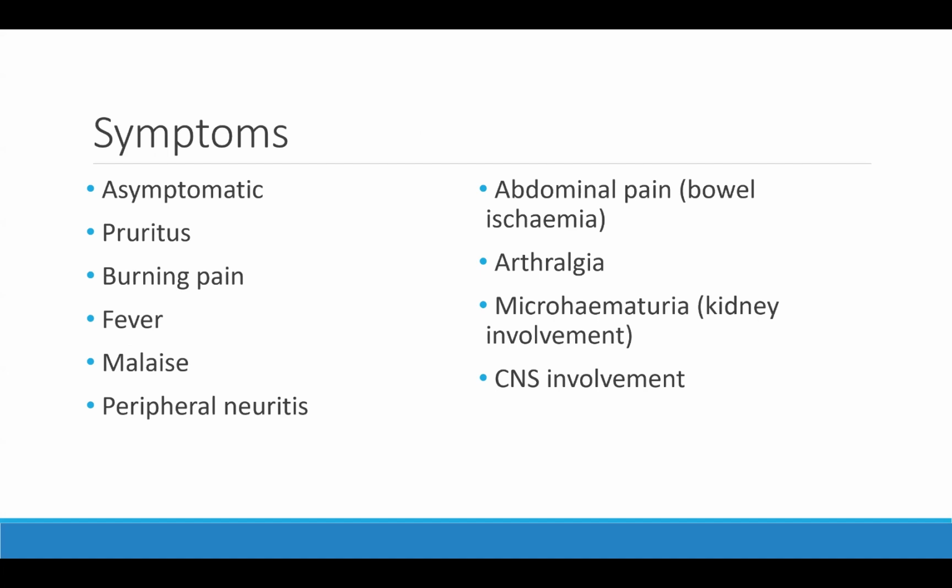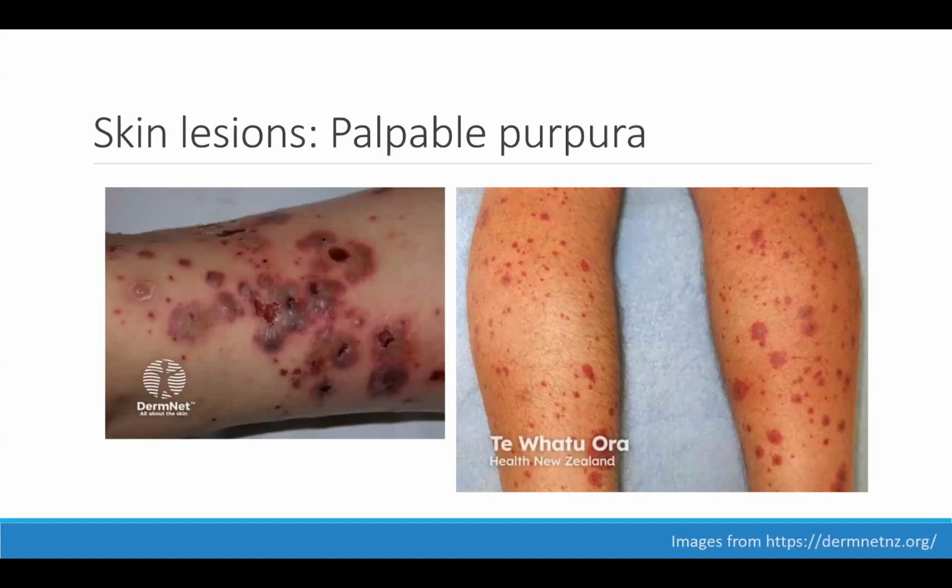Patients may not have any symptoms, but they may also complain of pruritus, burning pain, fever, malaise, peripheral neuritis, abdominal pain due to bowel ischemia, arthralgia, microhematuria due to kidney involvement, as well as central nervous system involvement. The typical skin lesions are palpable purpura, as you can see in the picture below.